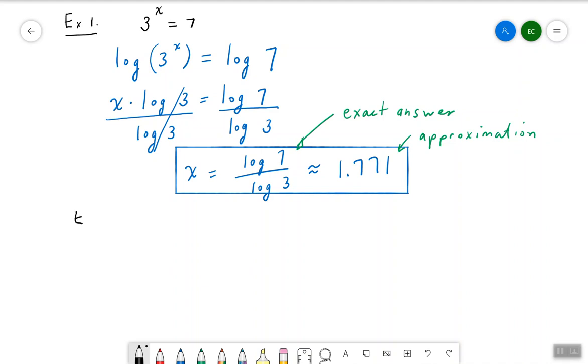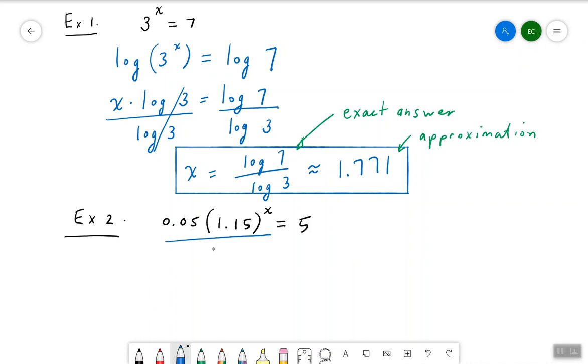So in example 2, we have 0.05 multiplied by 1.15 raised to the x power is equal to 5. If you have an idea how to solve this problem already, then pause the video and give it a try. The problem is similar to example 1, except for the 0.05 out in front.